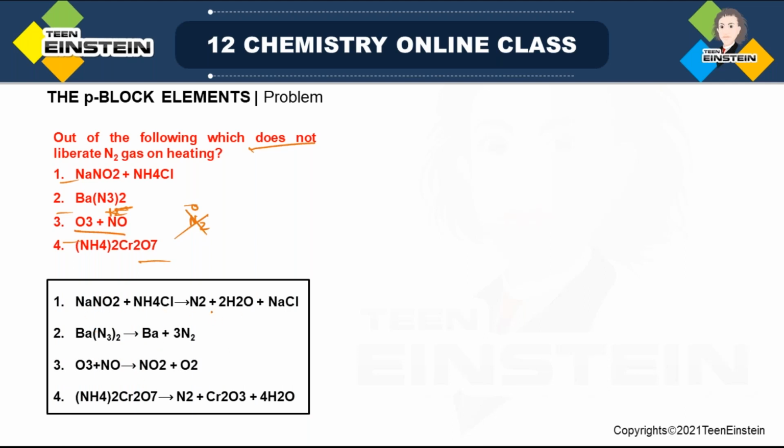Sodium nitrite, NH4Cl. Here obviously, nitrogen is not liberated in the third option. In the rest of the options, 1, 2, 4, there will be liberation of nitrogen, that is confirmed. When we heat barium azide, azide means N3 minus ion is present, because barium has oxidation state 2 plus, so 2 N3 minus ions are there. Here we are getting nitrogen, but here no nitrogen. In the last one also, when it is heated, nitrogen gas is liberated. So option 3 is the correct option.